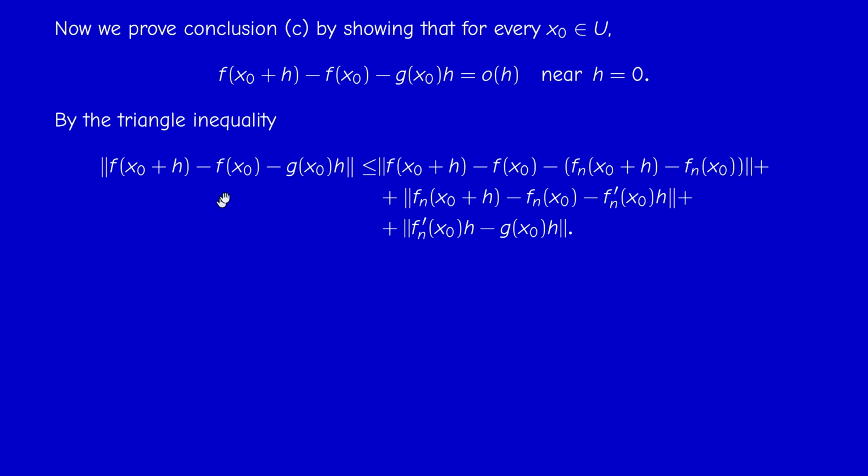Okay, so we use once again the triangle inequality. So we add and subtract this term, Fn of x0 plus h minus Fn of x0. Okay, and we add and subtract Fn prime of x0 evaluated at h. Okay, so this is just the triangle inequality. But this is true for every n, actually. But now we'll use it for n large enough.